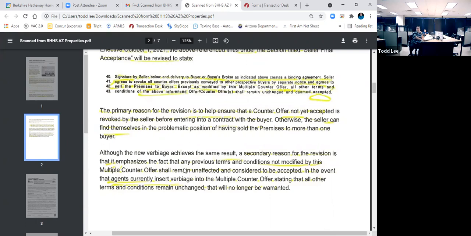And it says, although the new verbiage achieves the same result, the secondary reason for the revision is that it emphasizes the fact that any previous terms and conditions not modified shall remain unaffected and considered to be accepted. So you don't have to state in there that all other terms and conditions remain the same, because that's stated in here now.